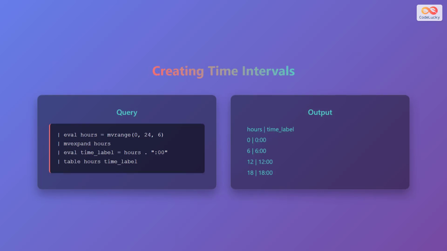Mvrange is excellent for creating time-based intervals. In this example, mvrange(0, 24, 6) generates hour intervals starting from 0 and incrementing by 6 hours. After expanding with mvexpand, you can create time labels by concatenating the hour value with :00. This produces a useful time interval structure showing 0:00, 6:00, 12:00, and 18:00. This approach is valuable for creating time-based analysis periods or scheduling intervals in your data processing workflows.